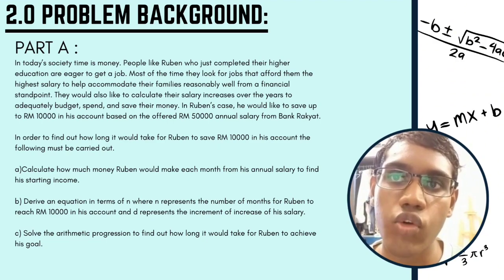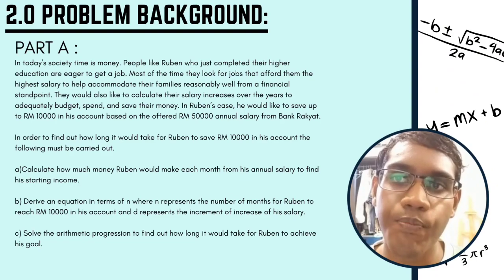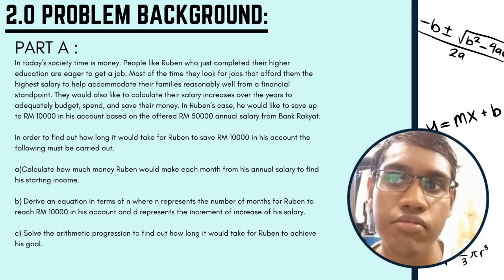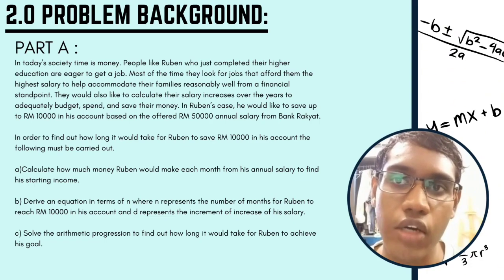In Ruben's case, he would like to save up to 10,000 ringgit in his bank account based on the offered 50,000 annual salary from Bank Rakyat. In order to find out how long it will take for Ruben to save 10,000 ringgit in his account, the following must be carried out. A. Calculate how much money Ruben would make each month from his annual salary to find his starting income. B. Derive an equation in terms of n, where n represents the number of months for Ruben to reach 10,000 ringgit in his account, and D represents the increment of increase of his salary. C. Solve the arithmetic progression to find out how long it would take for Ruben to achieve his goal.